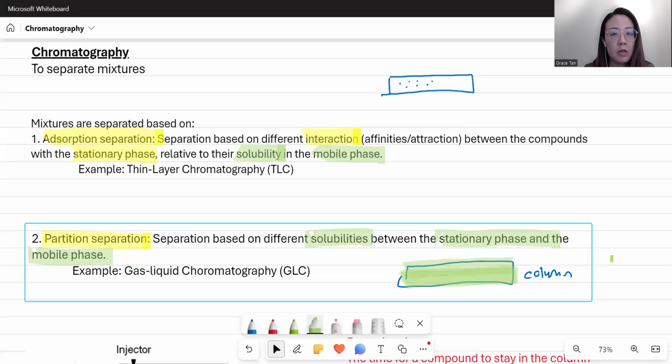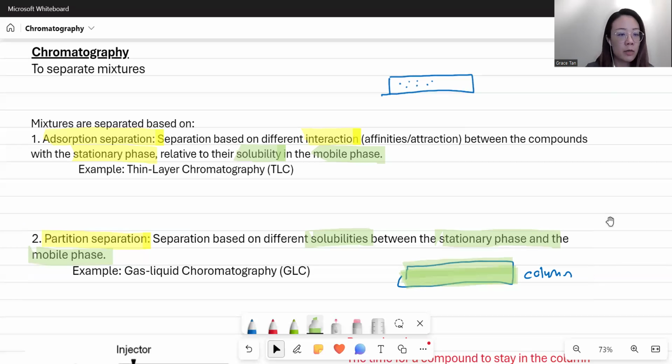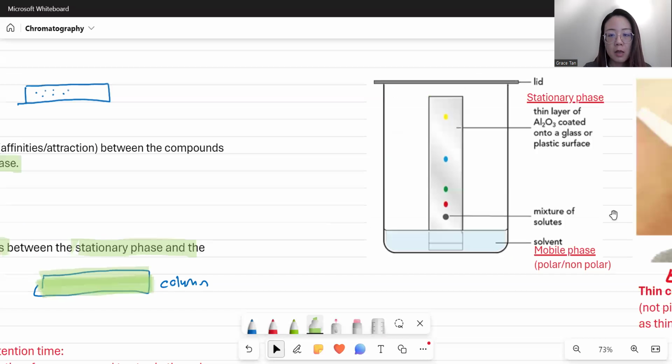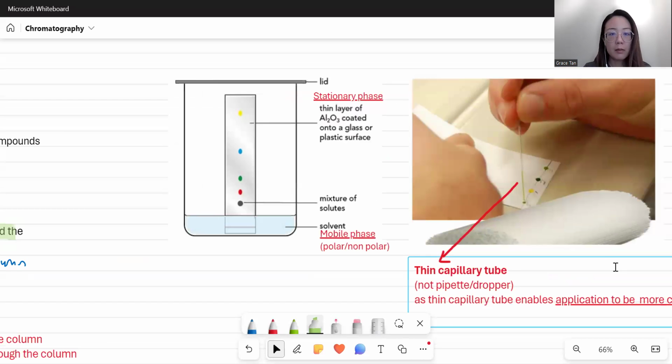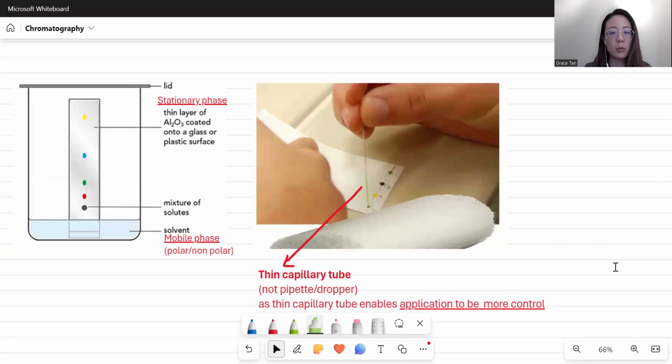Okay. Now, so I have covered the difference. The next section, I'll go into very detail for the adsorption separation first, which is the thin layer chromatography type. And then perhaps in the next section or the next video, I will cover the GLC. So for the thin layer chromatography, the first thing I want you to know is the composition of the mobile phase and the stationary phase.